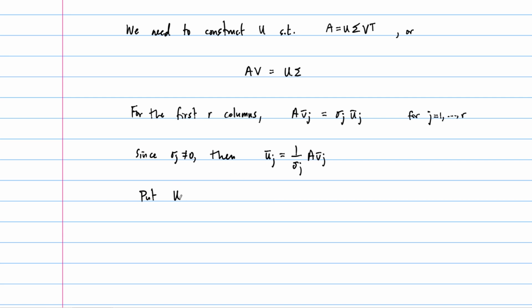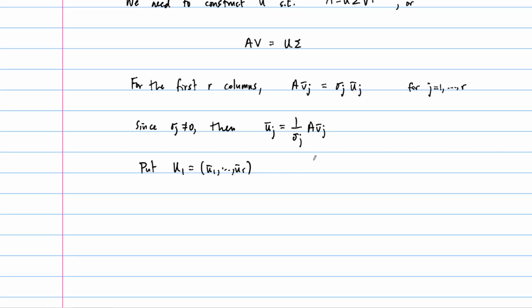We can then put the following. We'll call this our matrix U1. We're going to write this as a partition matrix as well. Put that our matrix U1 equals the columns U1 through UR that we've just defined by this formula right here. And so just by construction, we actually have A times V1 is equal to U1 times sigma 1. And actually, this is almost what we want, because this tells us that A is equal to U1 sigma 1 V1 transpose.